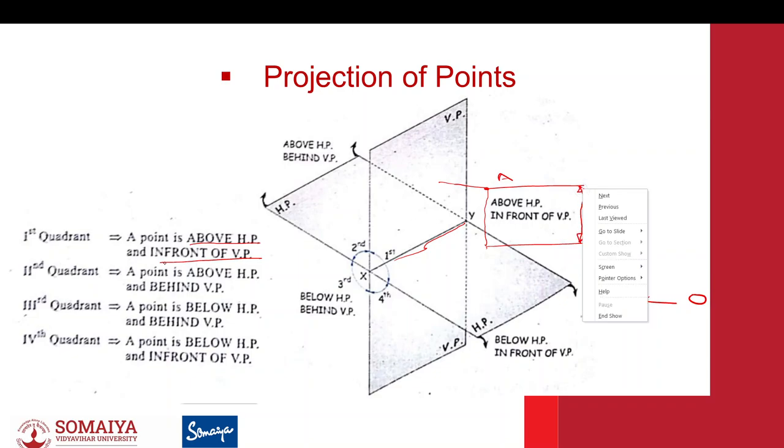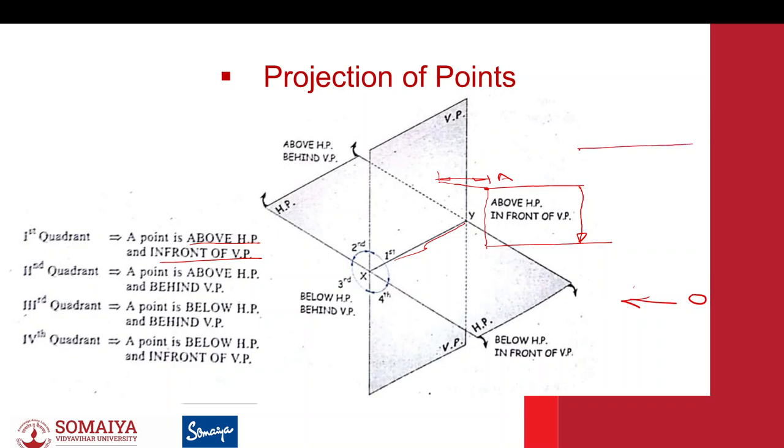And whenever the same point is mentioned in front of VP, we are looking for the distance of the point from the vertical plane. So we can easily get to know that this above HP distance will be projected or obtained above the XY, on the vertical plane whenever we look in this direction. So how can we denote this?